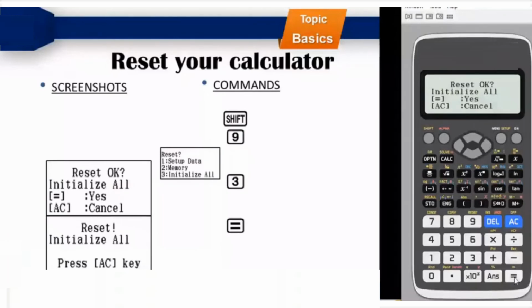It says initialize all, press AC key. Now you'll press AC key and every memory is erased. If you do not trust me on that, press shift and recall memory. See, everything is 0, 0, 0, 0, 0. So all the memory that was there with the calculator has been erased. Now it's factory default settings of the calculator that is there on the screen. I hope this is clear to all of you.